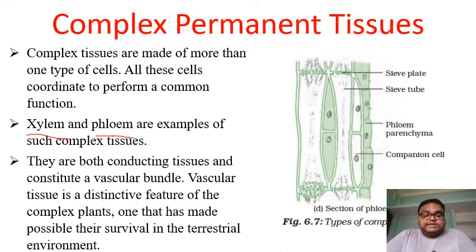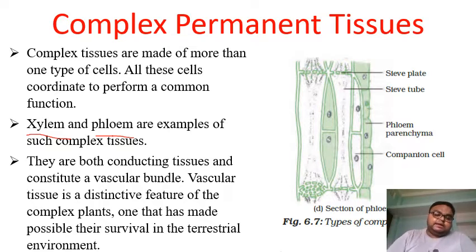So vascular tissue is a distinctive feature of the complex plants, like we see in the case of mango, apple, neem, banyan. These are all complex plants, and it is the vascular tissue that has made survival in the terrestrial environment possible.